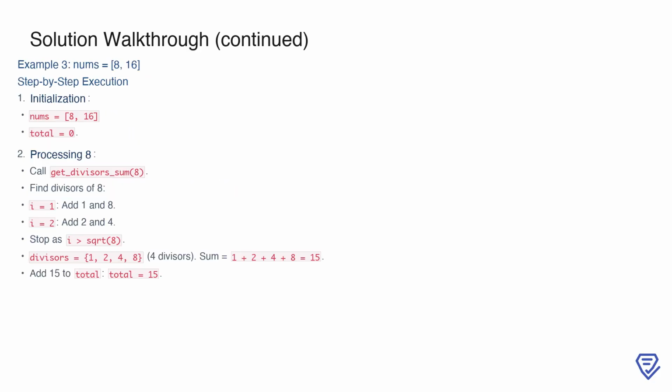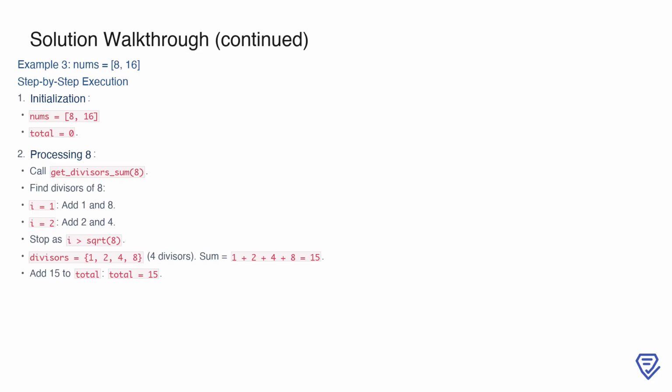In this example, the input list is nums equals 8, 16, and we initialize total to 0. First, we process the number 8 by calling get_divisors_sum. We iterate through possible divisors up to the square root of 8. For i equals 1, we add 1 and 8. For i equals 2, we add 2 and 4, since 8 divided by 2 equals 4.